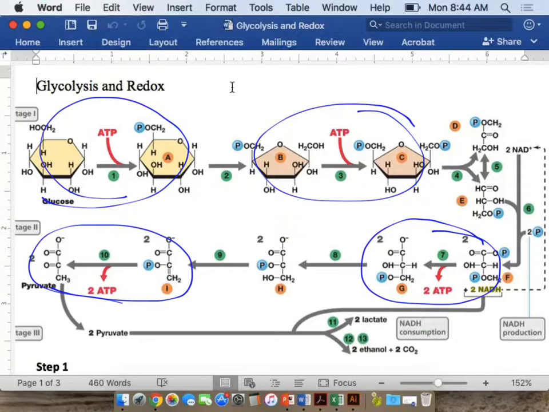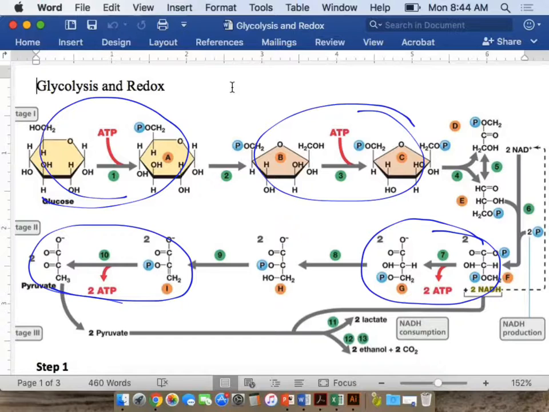Good. So in the first 2, we oftentimes think of those as energy consumption steps. And you'll notice here on the side it says stage 1. That's where we have ATP as an input. And then stage 2 is where we start to get a little bit of payoff. We get ATP as an output. 7 and 10 are what we would typically describe as substrate level phosphorylations. And what we mean by that is that the ADP is gaining a phosphate to form ATP.